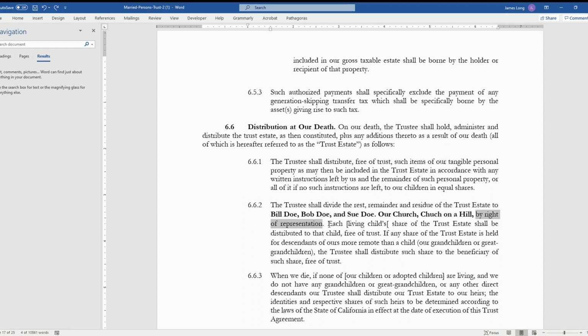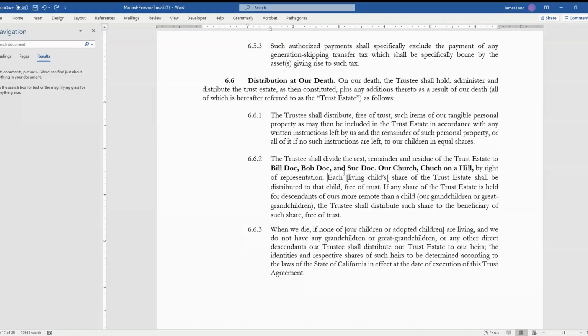So go ahead and check out my articles about per stirpes and per capita distributions to figure out which one you like the best, and you can include it in here. I've just included by default the most widely used distribution method.